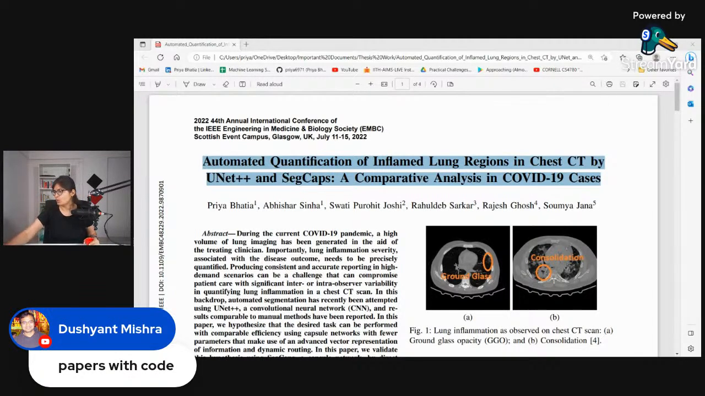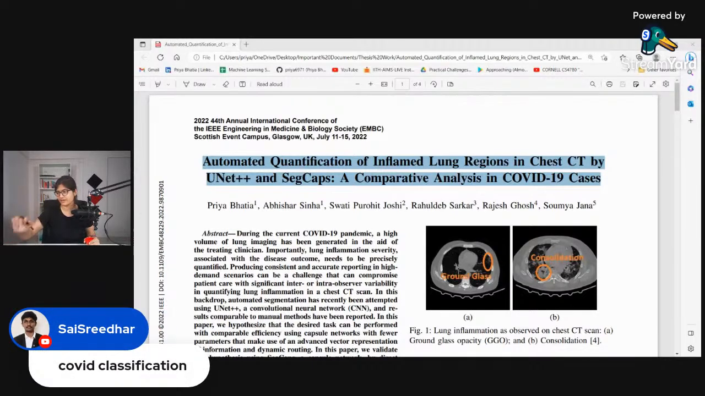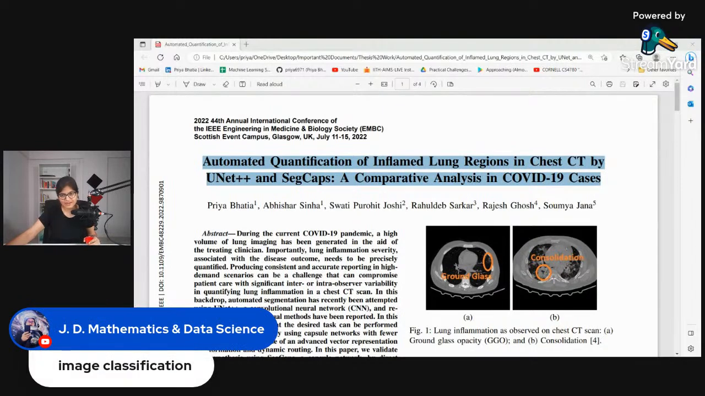Okay, so one student is saying it's about a COVID classification task. Some student is saying it's an image classification task. Any other guesses? Again, see the title very carefully, then give whatever explanation you can. It's not only a single word I am expecting, anything your mind is saying that this paper must be doing this kind of stuff.